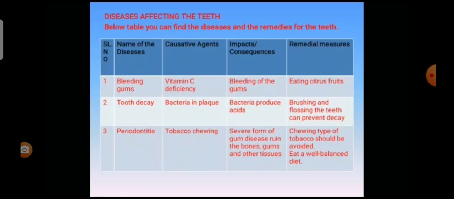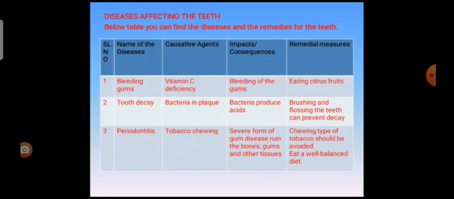Tooth decay. That is caused by bacteria in plaque. The impact is that bacteria produce acids. The remedy is brushing and flossing the teeth, which can prevent decay.